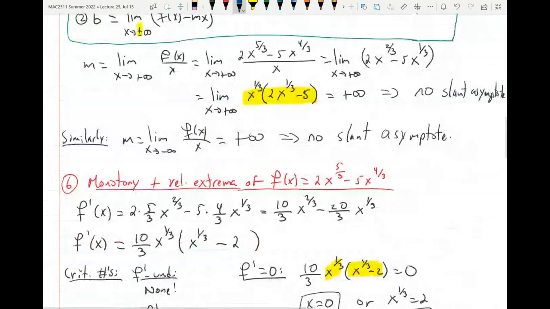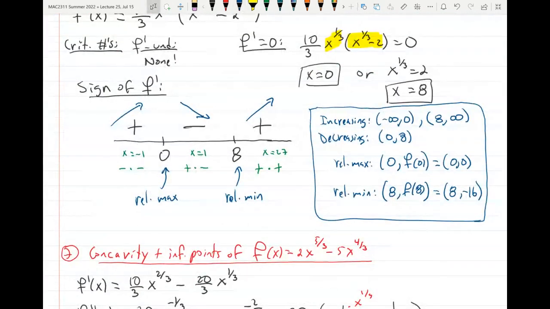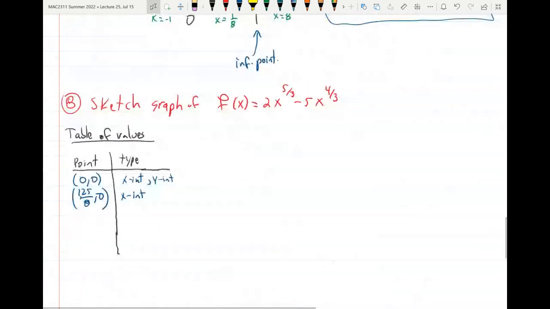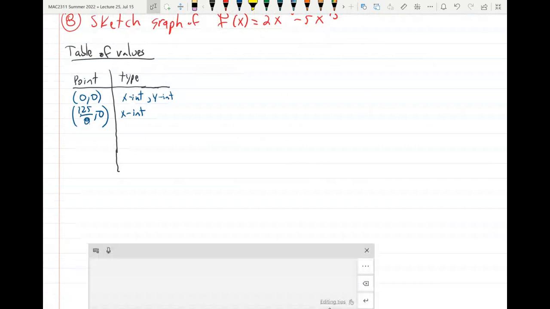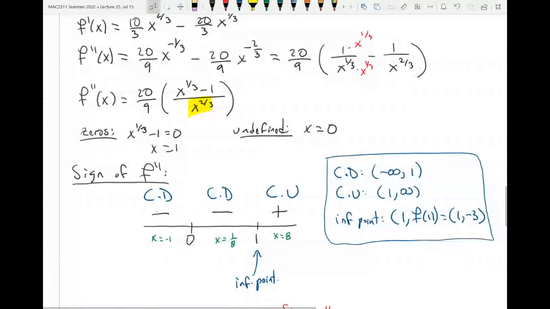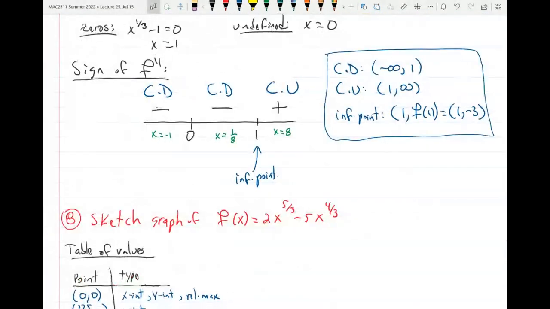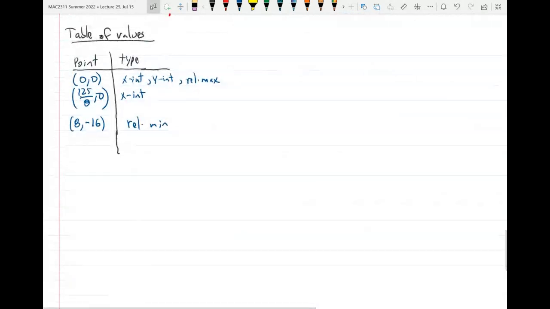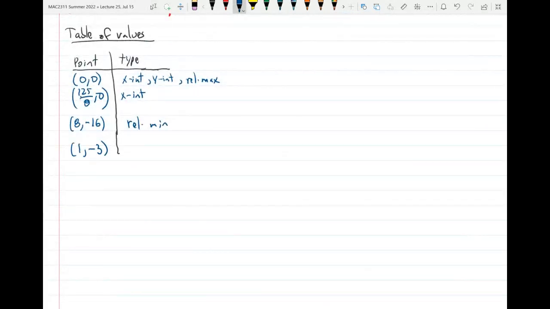Then we have another blue box. So we found 0, 0 is also a relative max, and then 8 comma -16 is a relative min. So relative max also, then 8 comma -16, this was a relative min. Okay, and then we found 1 comma -3 is an inflection point. So these points that are here, they are a must in our graph. They need to show up. Okay, they need to show up, indicating what they're doing.